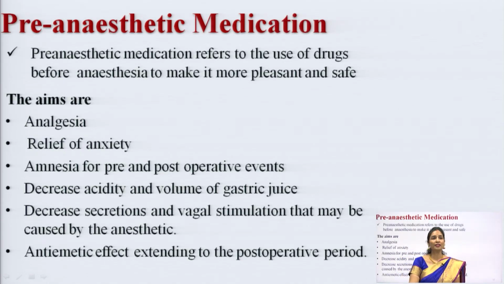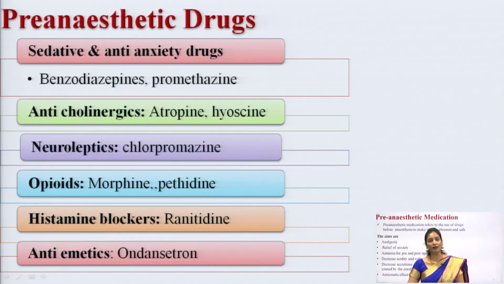What about the pre-anesthetic medications? The pre-anesthetic medications are the drugs you give before the anesthesia. The main aim of these pre-anesthetic drugs is that they produce analgesia, relieve the excitation, and produce amnesia on the post-operative session. Mainly you give these pre-anesthetic medications before giving the general anesthetics.